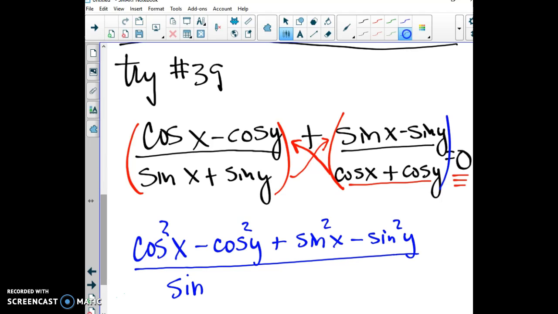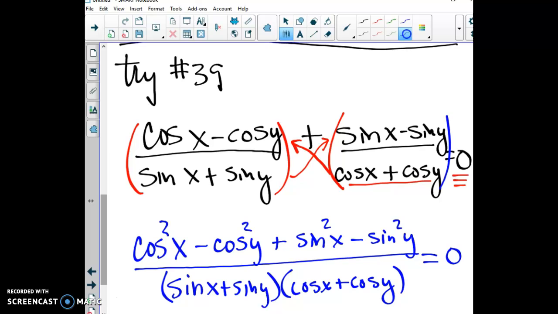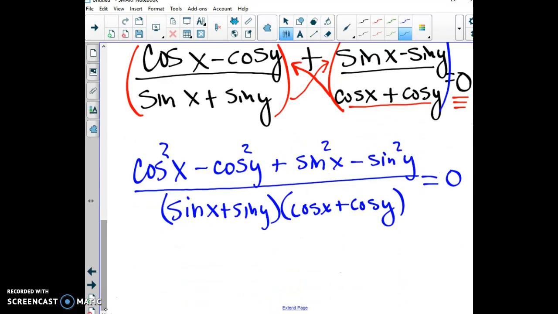And that's all over. We don't need to do this, but we're going to. Sine x plus sine y times cosine x plus cosine y. And right now, in order to equal 0, we need that numerator to equal 0. So what we can see is this.